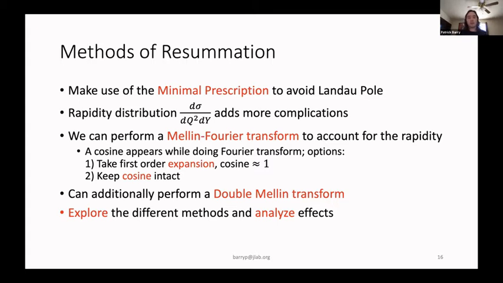On the other hand, instead of doing the Mellin-Fourier transform, you can do a double Mellin transform. So I've highlighted here there are 3 different ways that you can implement the threshold resummation: the expansion method, the cosine method, and the double Mellin method. What I do in this analysis is implement these 3 different methods and perform the Monte Carlo global QCD analysis, explore the different methods, and analyze the effects from each of them.